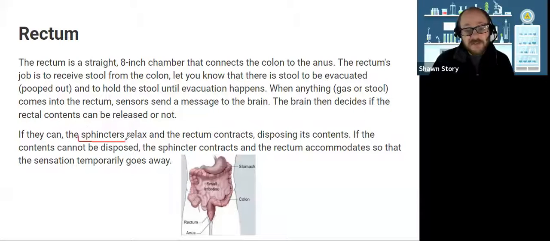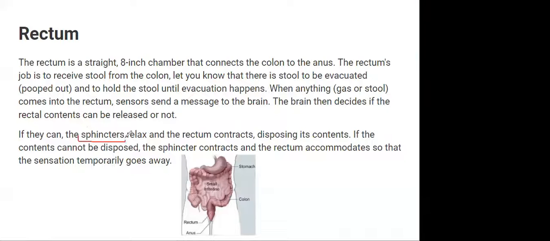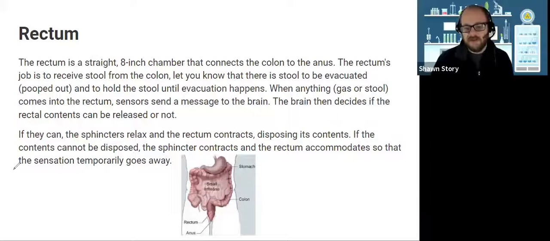Sphincters? Sphincters, yep. The sphincters relax and the rectum contracts, disposing its contents. If contents cannot be disposed, the sphincter contracts and the rectum accommodates so that the sensation temporarily goes away. Yep, absolutely. All right, any questions about that?